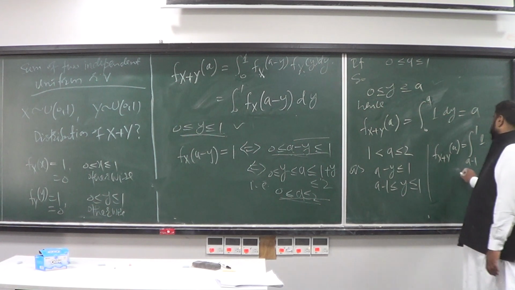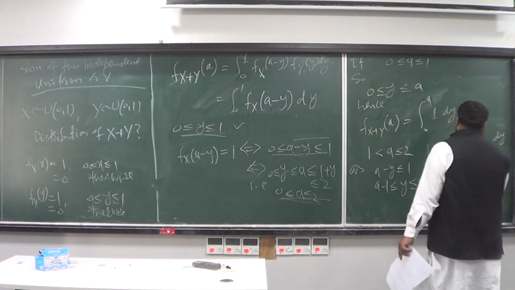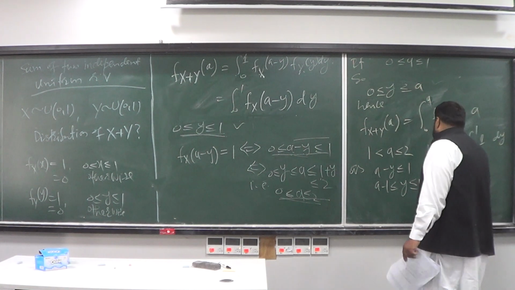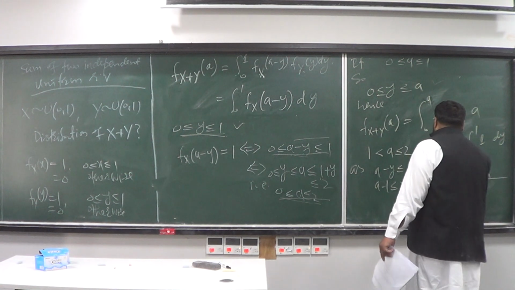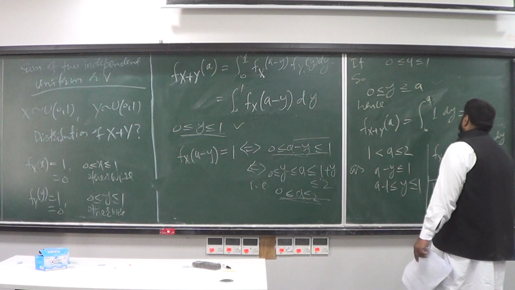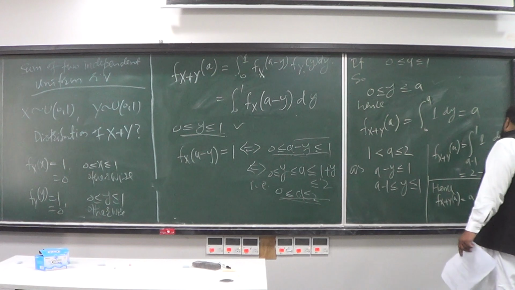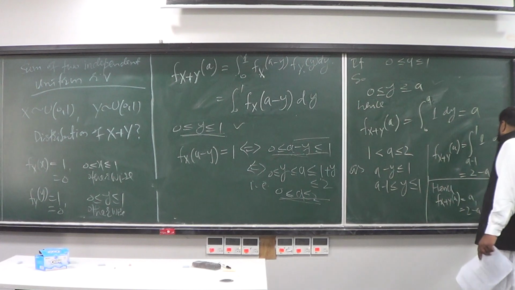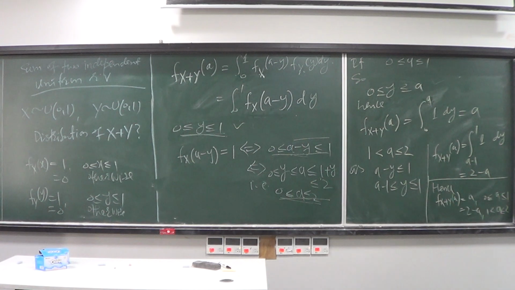And if you compute this integral, what you're going to get is 2 minus a. And hence, the final conclusion you get is that f_{X+Y}(a) is going to be equal to a if a is between 0 and 1, and it's going to be 2 minus a if a is between 1 and 2 actually. So this is what you're going to get.